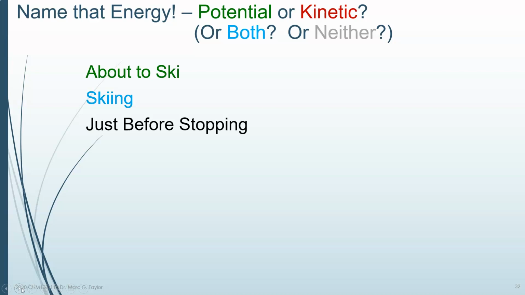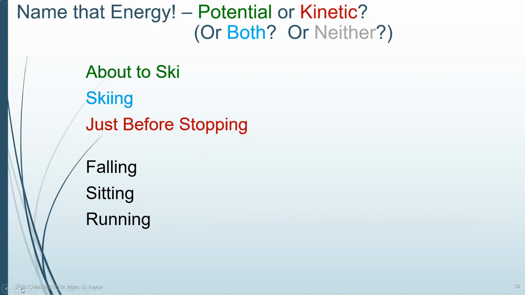While you're skiing, you have both. You're moving and you haven't hit the bottom yet, so you still have some potential and you have some kinetic. Just before stopping, you're moving as fast as you're probably going to move, so you have kinetic, and almost all your potential is gone, so it's pretty much all kinetic at that point. Let's look at 3 more.